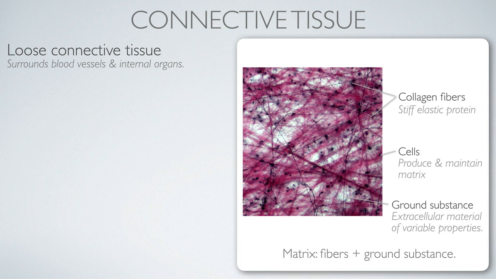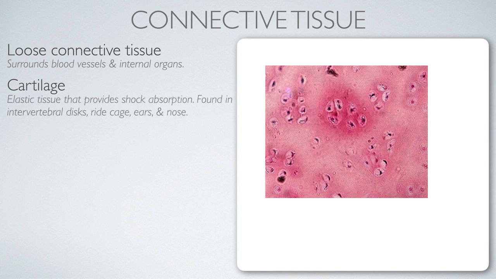Then we move on, and I'm going to go in increasing stiffness of the material. So beyond the loose connective tissue, we have cartilage. Cartilage has a more stiff property. It's elastic tissue that also provides shock absorption. So the discs in between your vertebrae are composed of cartilage. Your nose and your ears have cartilage. You can push around your ears, pull on them. There's definitely some compliance, but then they return back to their shape. That's by virtue of their elastic properties that's provided by some collagen fibers.